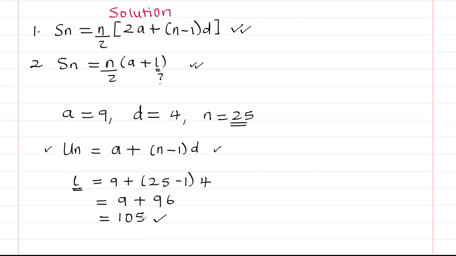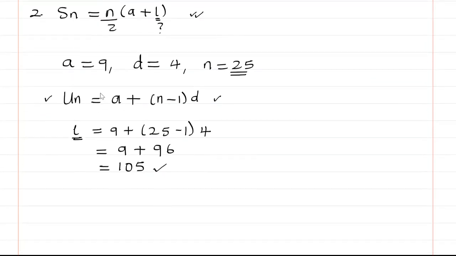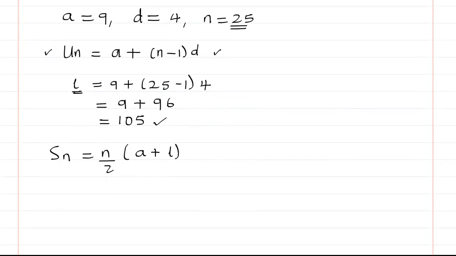After getting the last term, we come back and substitute in the formula having the last term. The formula says the sum of the first n terms equals n over 2 into the first term a plus the last term l. Then we substitute. What is our a? Our a is 9. So we shall say n over 2, our n now is 25 because we are looking for the first 25 terms, over 2 into the first term 9 plus the last term 105.